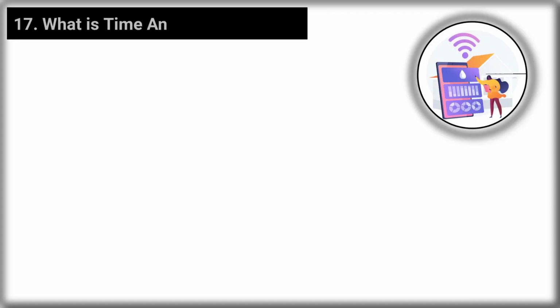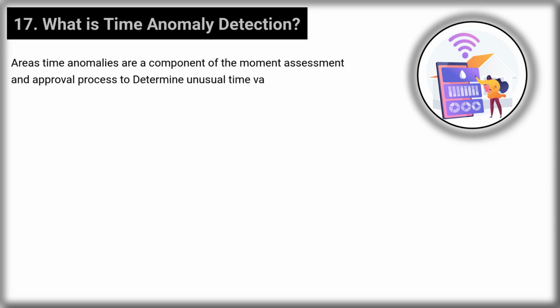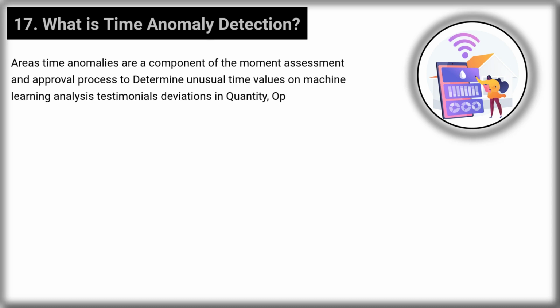17. What is time anomaly detection? Time anomalies are a component of the time assessment and approval process to determine unusual time values using machine learning analysis, detecting deviations in quantity, time type, and in and out times.